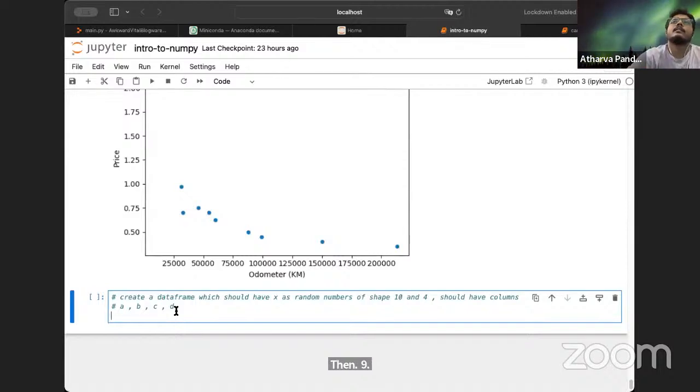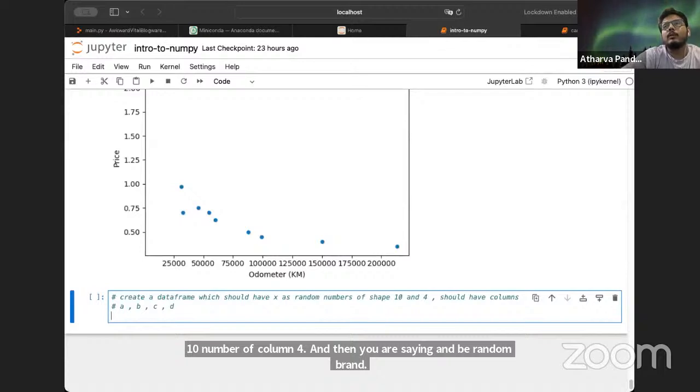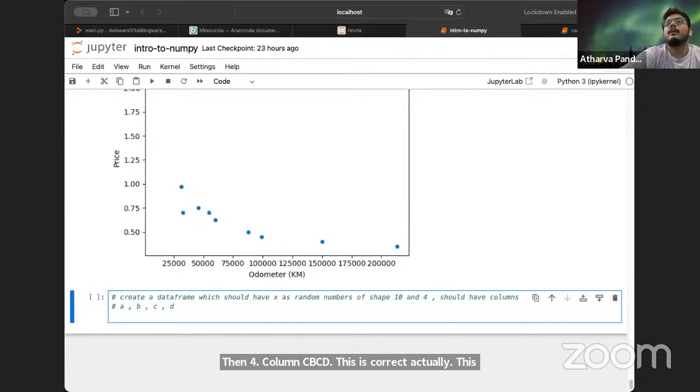Okay, I got one. Cool. So what you are saying is you defined a number of rows 10, number of columns 4, and then you are saying np.random.rand(10, 4), columns A, B, C, D. This is correct actually. Sairam, yeah, that's correct. What you just sent.